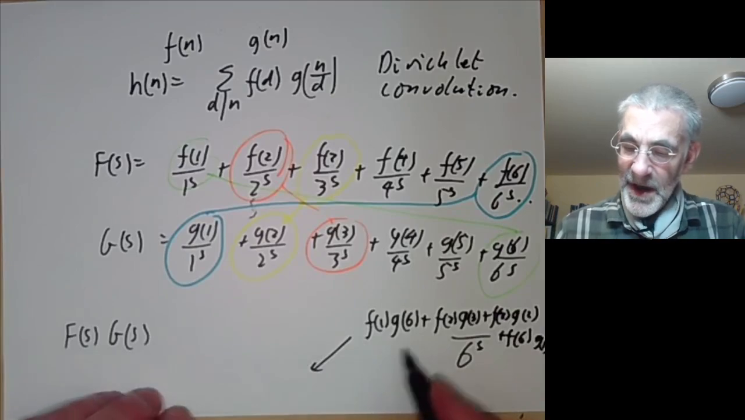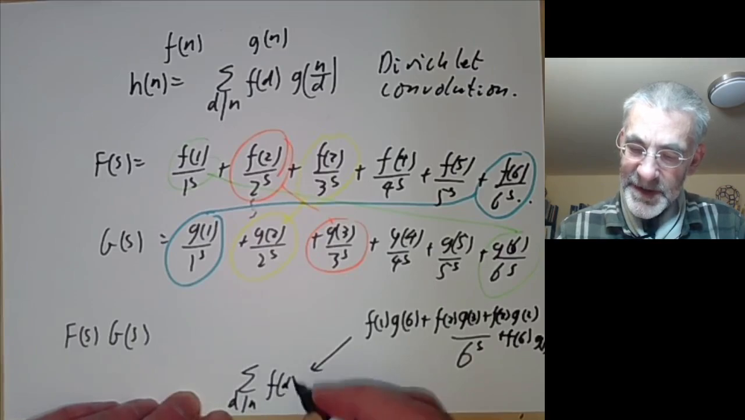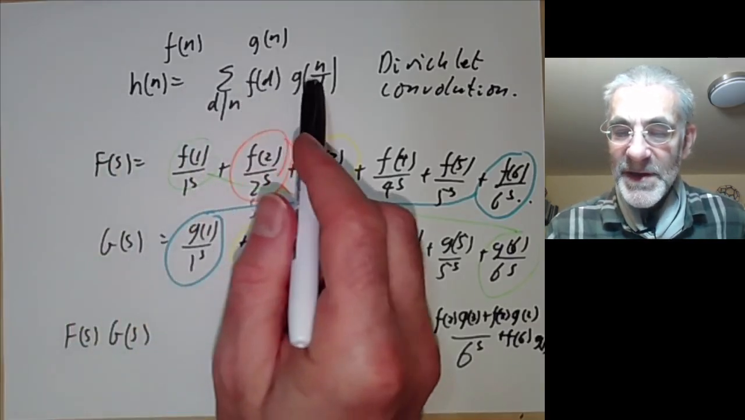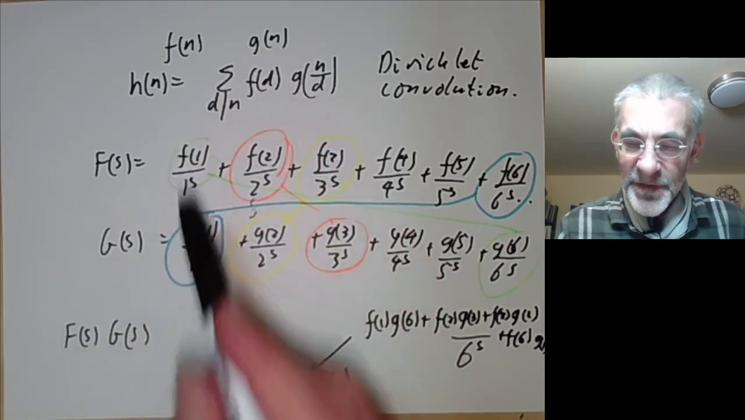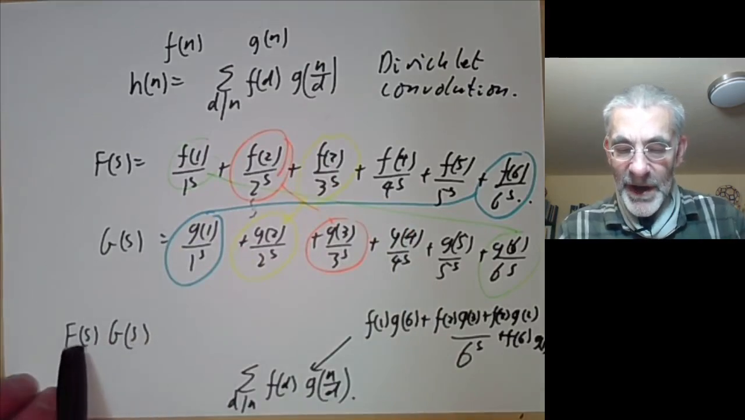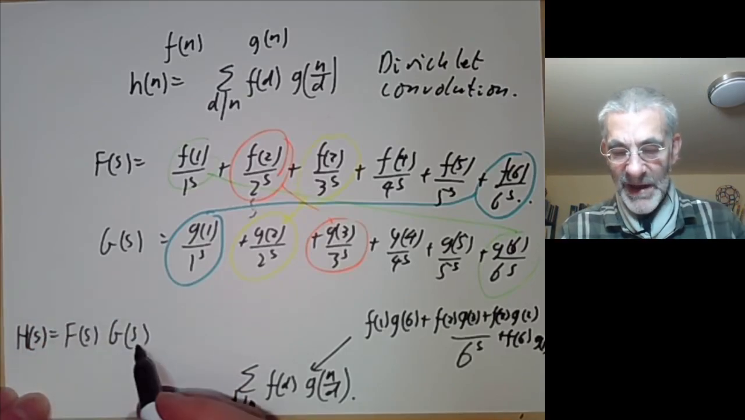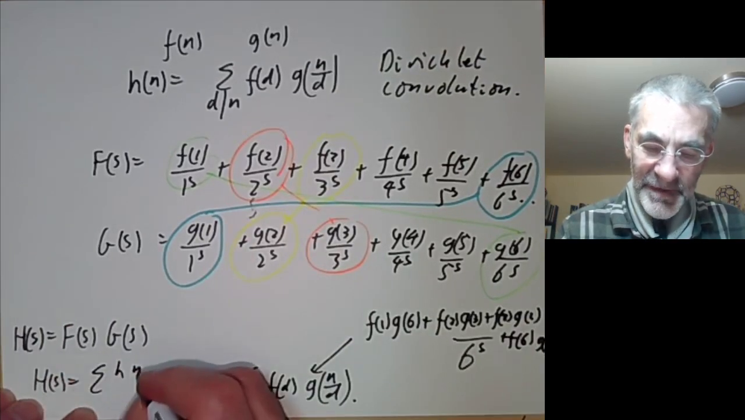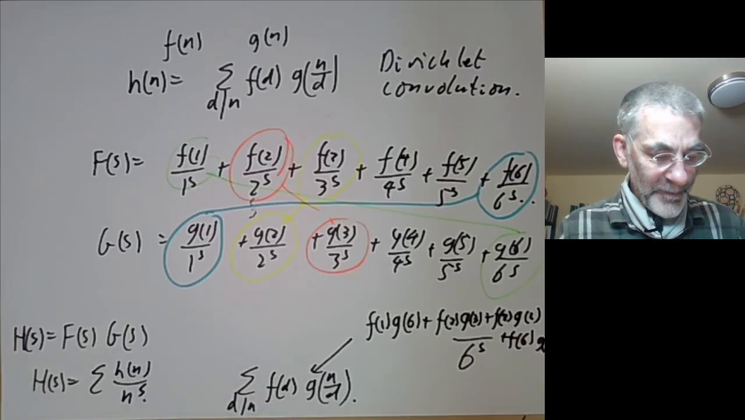And you can see this coefficient will typically be the sum over d divides n of f of d times g of n over d. So if you've got two arithmetic functions, you take this Dirichlet convolution, which is really rather complicated. From the point of view of Dirichlet series, all you're doing is multiplying the corresponding Dirichlet series together. So we would have H of s equals F of s times G of s, where H of s is the sum over h of n over n to the s, and so on.